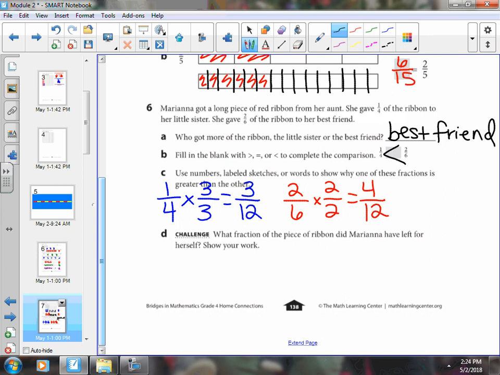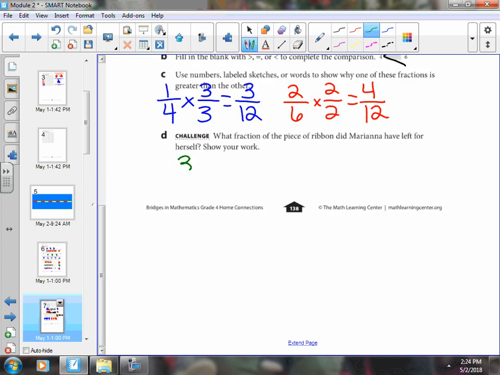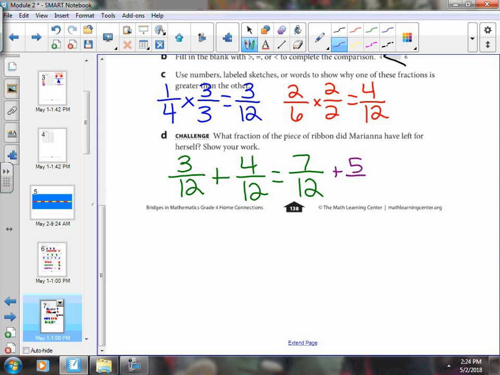And then it says, what fraction of the piece of ribbon did Mariana have left for herself? If I add what she gave to the sister and what she gave to the best friend, that equals 7/12. And just like on the first page, how much more until you get a whole? And the whole would be 12/12. So if I were to add another 5/12, wouldn't that equal one whole? Right? So that's my answer right there. I know that 5/12 is the answer. If you changed everything to 24ths, I would also accept 10/24ths since it's equivalent.